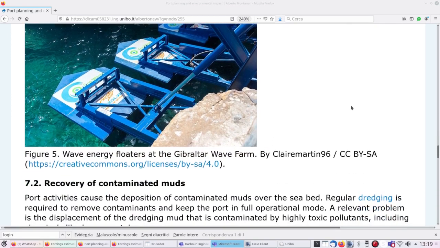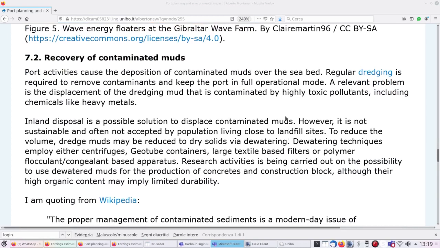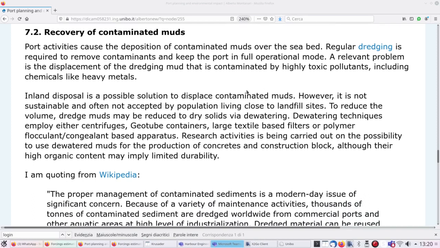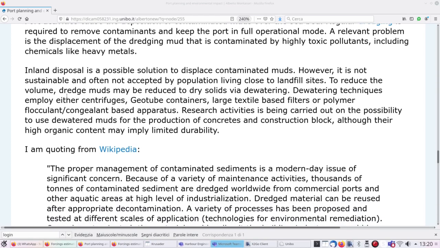Now, as I said, the muds. I already explained that we need to dredge muds. Regular dredging is required, and a relevant problem is the displacement of the dredging mud, which is typically contaminated by highly toxic pollutants, including chemicals like heavy metals. And inland disposal is a possible solution. I said that offshore disposal is often not a solution, and inland disposal is a possibility, but it has some problems, because it's not sustainable in the long term, because you have to find disposal places. It can be disposed through landfilling, but this is a solution that is often not accepted by the population living close to landfill sites.